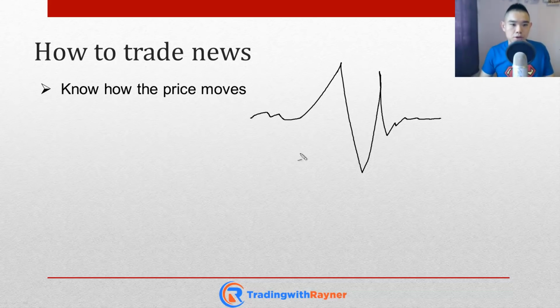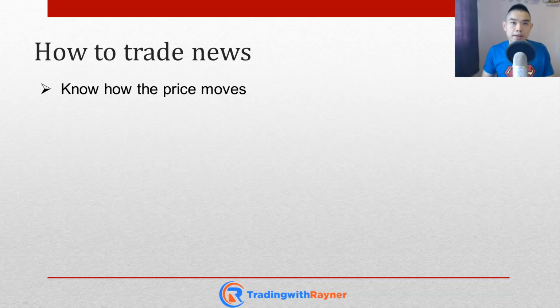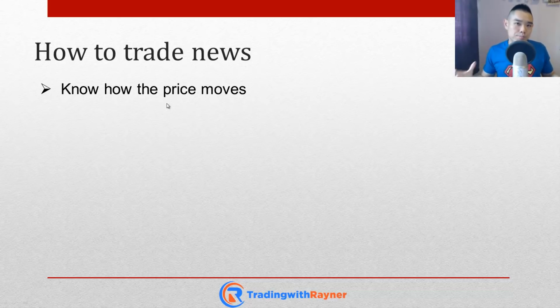There are many variations. Instead of spiking up first, it can spike down, spike up, come back, then go quiet. Or it can even spike up, spike down, spike up, spike down, spike up, spike down, and then go quiet. So you can see that whenever high impact news comes out, the price tends to do a few whipsaws before it goes back to its normal market condition. So bear this in mind, because you will see this a few times later on. So number one is know how the price moves, what I just shared with you.